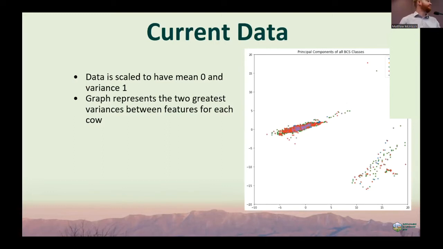So let's take a look at our data. This data has been scaled to have a mean of 0 and a variance of 1. And this graph represents the two greatest variances between the features for each cow. This is just to show us how separable these classes are. It's not the be-all, end-all. It doesn't mean that these classes aren't separable. It's just to give us as people an intuitive way to check that. And so right here, they don't look very separable. And that's why we're using a kernel, so that we can pull them apart and maybe draw some lines in between them once we do that.